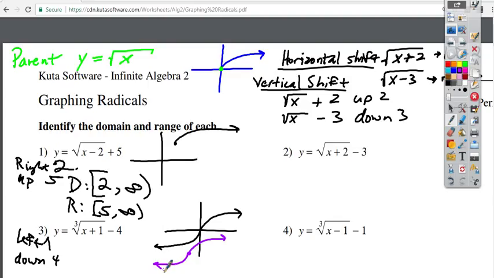Why? Because what are these things doing forever? To infinity, left and right, and to infinity, bottom and top. Therefore, your domain and range are exactly the same for square root, cube root functions. They are from -infinity to infinity. You could also say all real numbers.